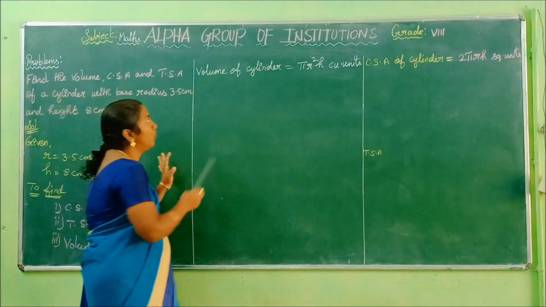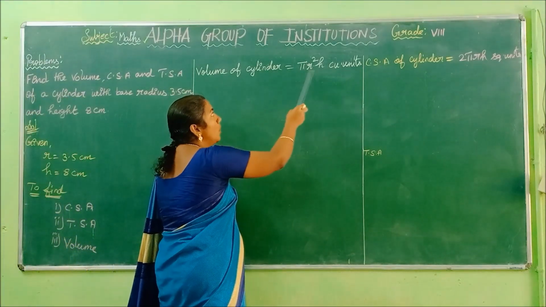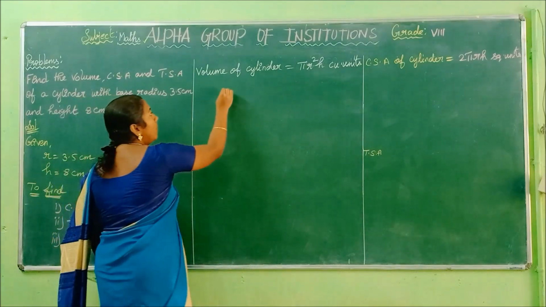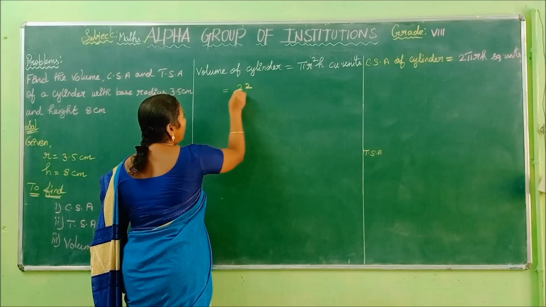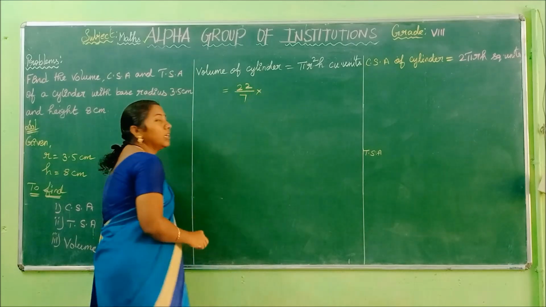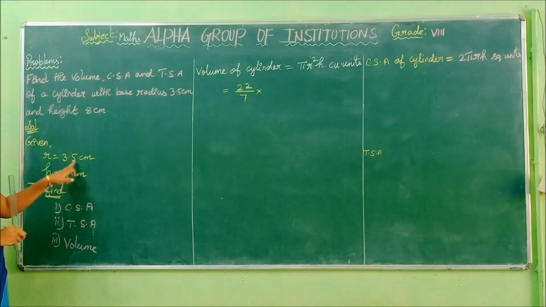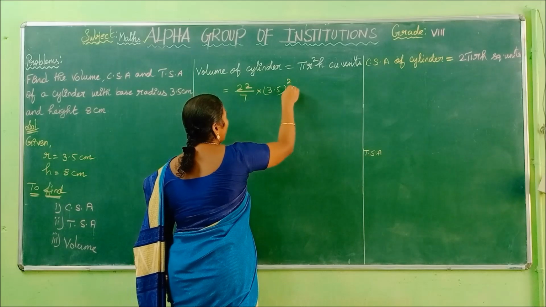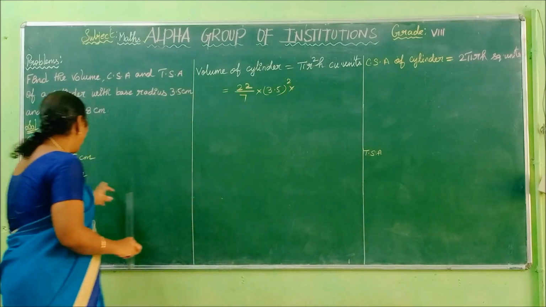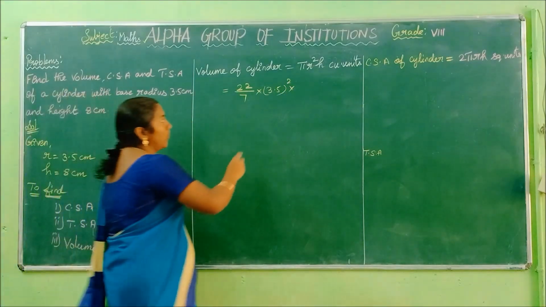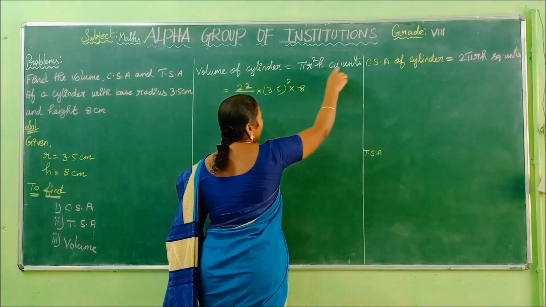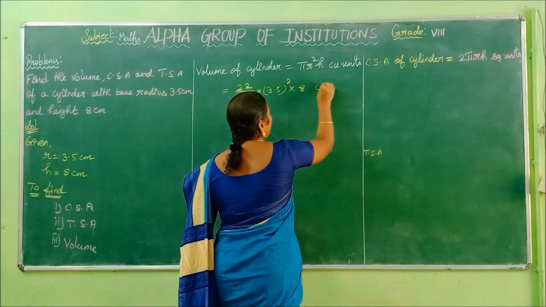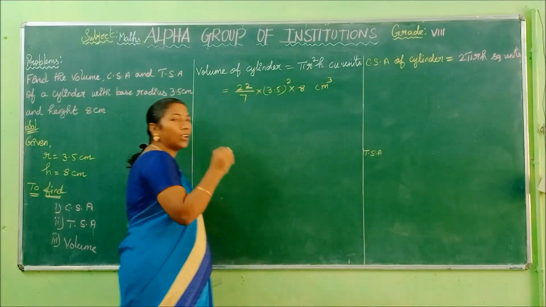Already we know the formula. Volume of cylinder equal to pi r square h cubic units. So what is the value of pi? Value of pi is 22 by 7 into, what is the value of r here? 3.5 centimeter. So you have to write 3.5 whole square into, what is the value of h? h equal to 8 centimeter. So you have to write into 8, and you have to write cubic units. So what is the unit here? Centimeter. So centimeter cube. This is called cubic units.